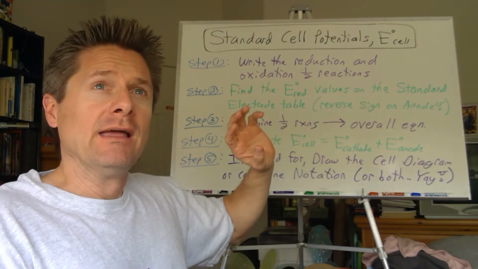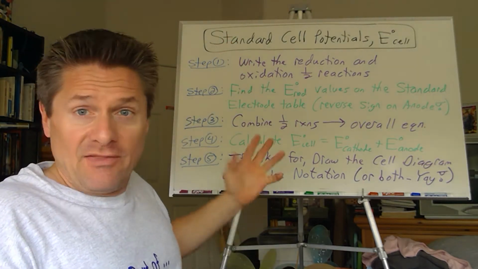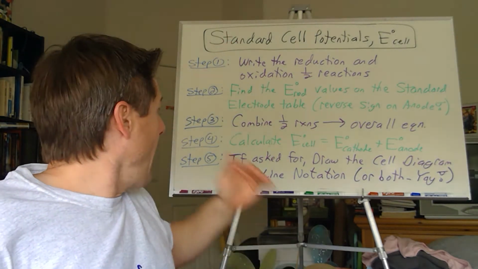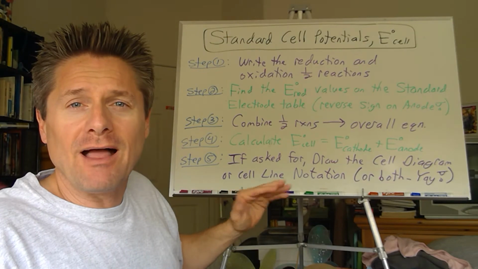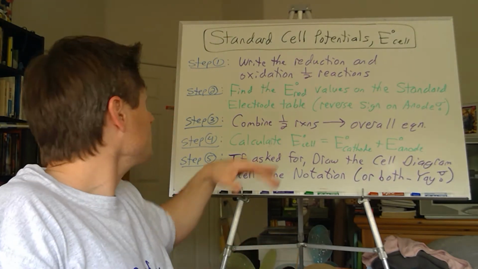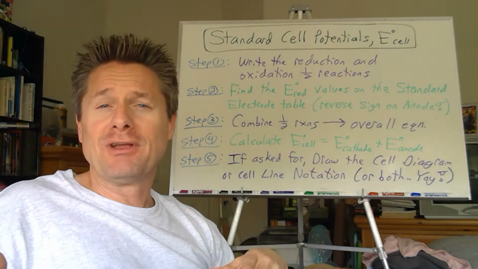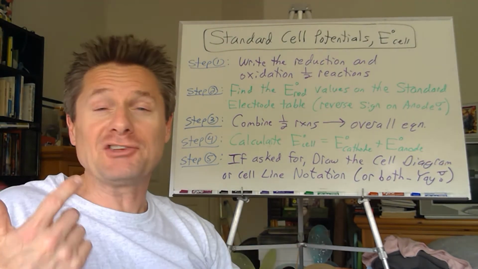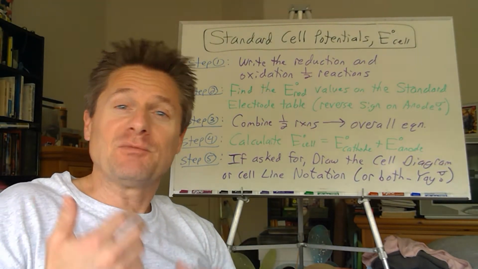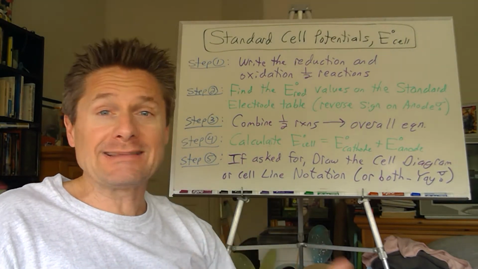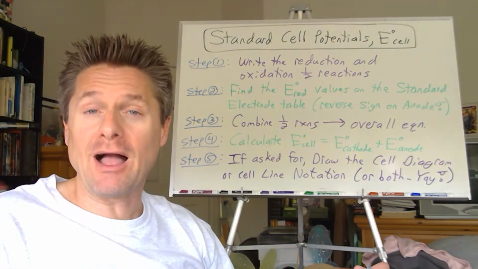Here we go. This is just what I do. Go through the steps. You have to do steps 1 through 4 in my class. Step 5 is optional. Number 1, you can't do anything unless you know what your reducer and your oxidizer are. What's my reduction half reaction? What species is being reduced, and what's my oxidation half reaction? What species is being oxidized?